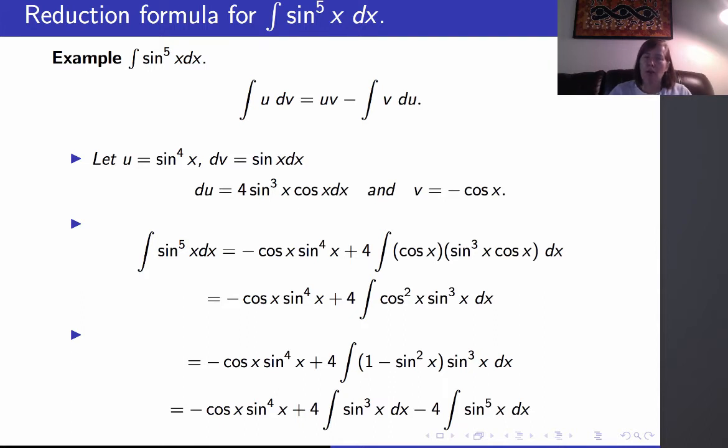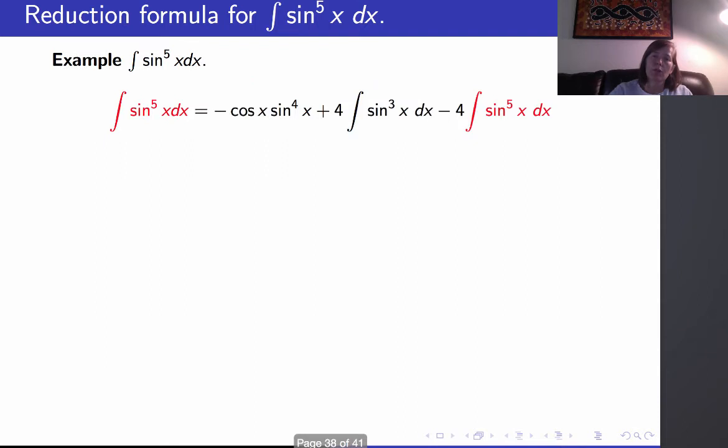So now we have the integral of sine to the 5x dx on the left equals minus cosine x times sine to the 4x plus 4 times the integral of sine cubed x dx minus 4 times the integral of sine to the 5x dx. So notice our integral on the left is popping back up on the right again. So we can use recurrence here, but we also have the integral of sine cubed on the right, which we haven't talked about yet.